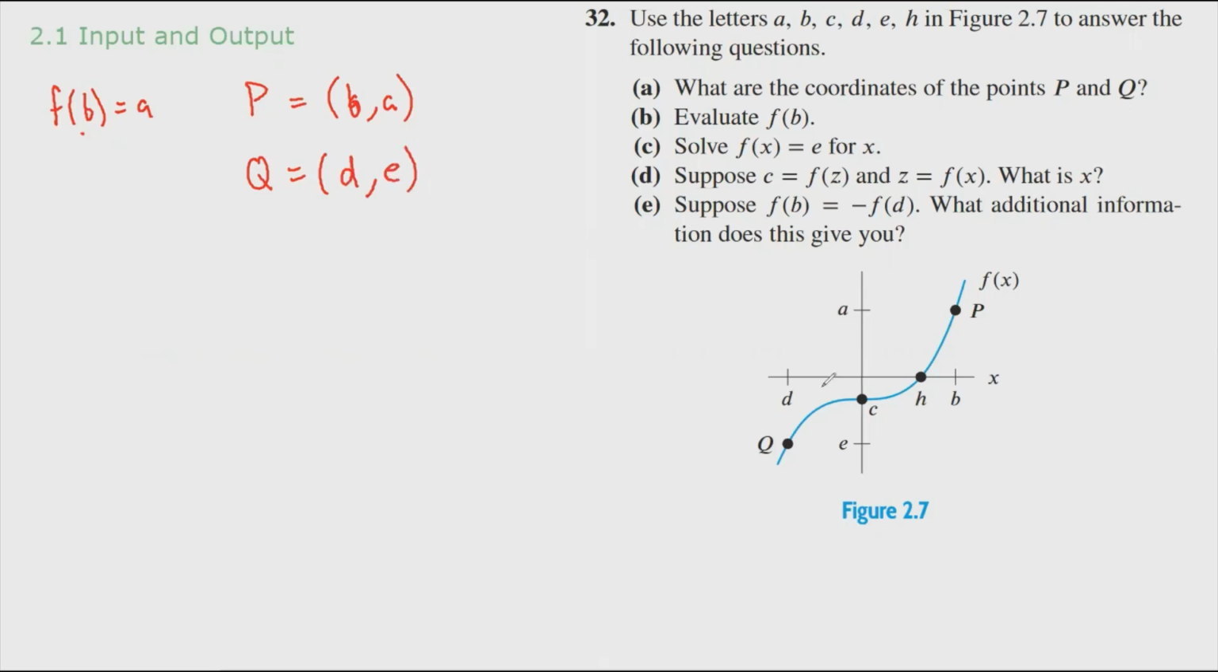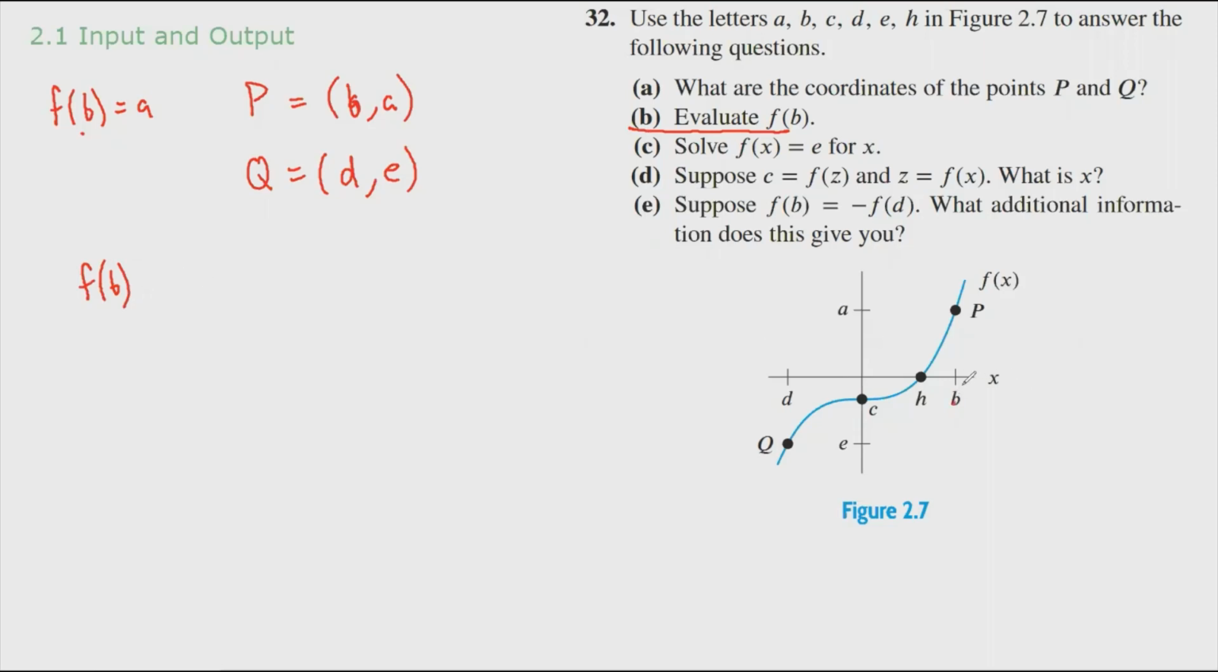Now, I know that some of you want to say, oh, D and E, these are below or to the left of the origin, and so they should be negative. And yes, they are negative, but if I just gave you, say, D, that would be a negative value because it is to the left, okay? So in part B, we're asked to evaluate f of B.